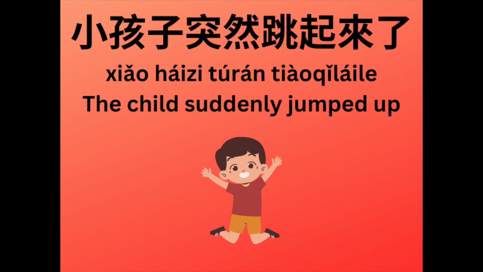The kid suddenly jumped up. So 起来 is the going up action. So 跳起来, to jump up. We've seen examples where people doing things with their body, right? Like 跳起来, jump up, or 站起来, you move your legs and you stand up.